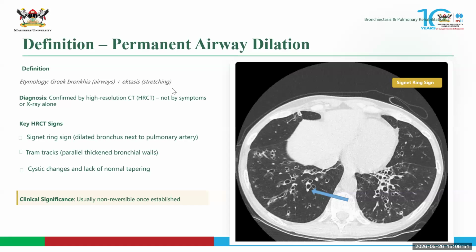On HRCT, some of the things that are really key in making this diagnosis include the signet ring sign, which looks at a dilated bronchus. The image here shows that signet ring, more of a diamond shape on top of a ring. The others include the tramline tracts, which are thickened bronchial walls. And in severe cases, we even see cystic changes and changes in the lung pathology.